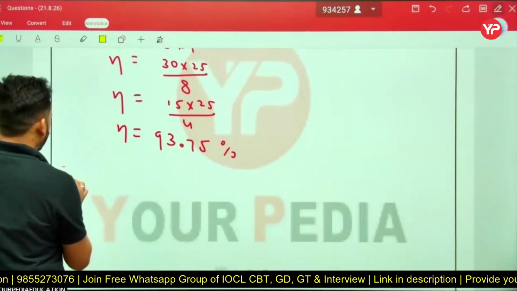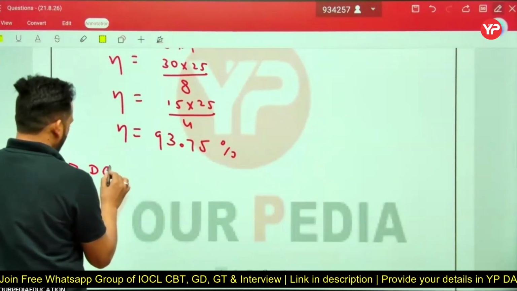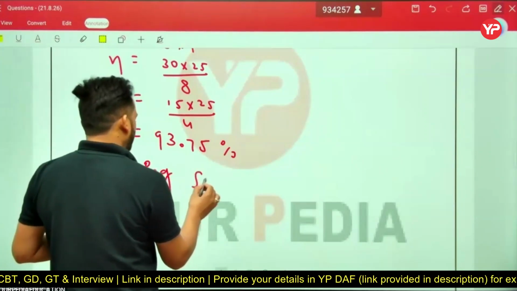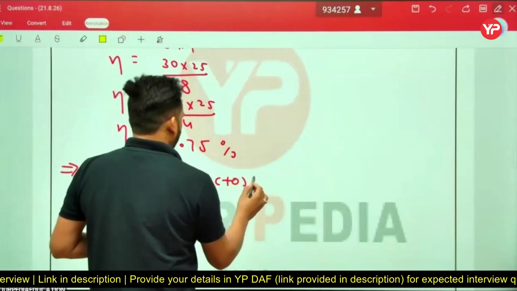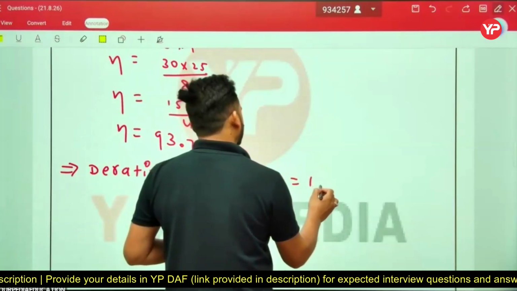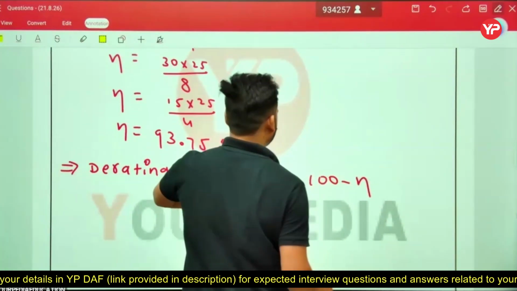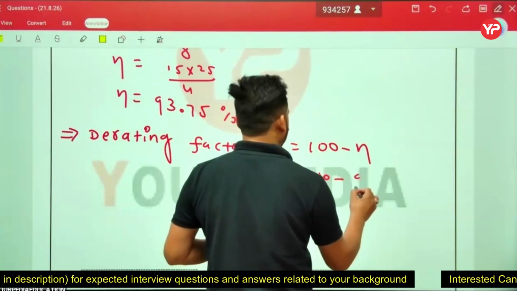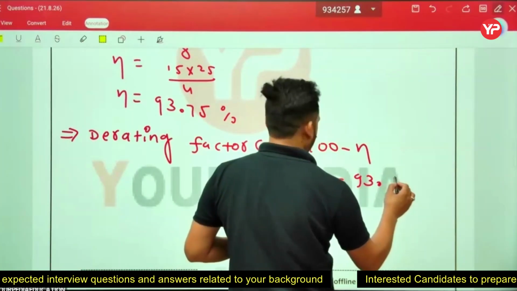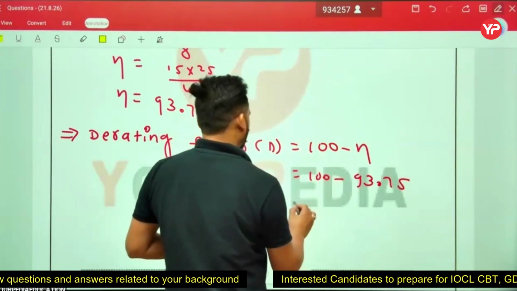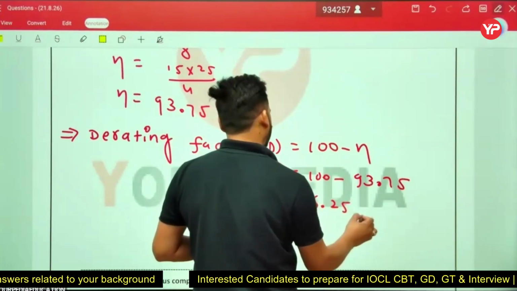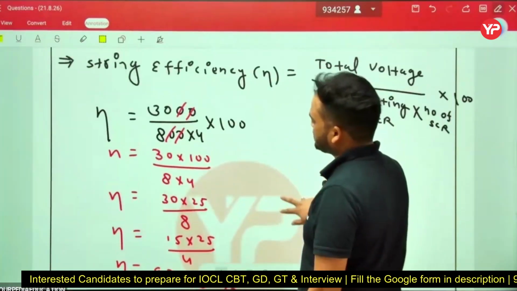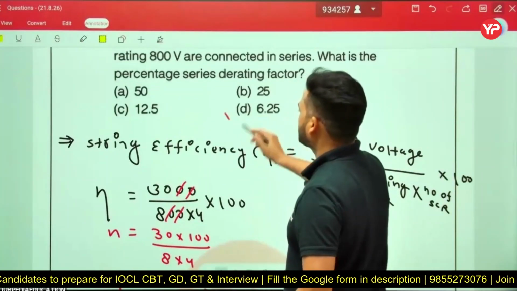What is the derating factor? Derating factor D equals 100 minus efficiency. 100 minus 93.75 equals 6.25 percent. Okay, 6.25 percent. This is the way of solving the question.